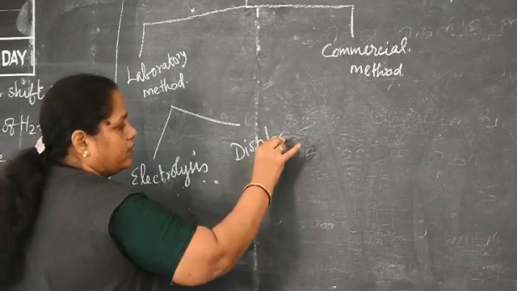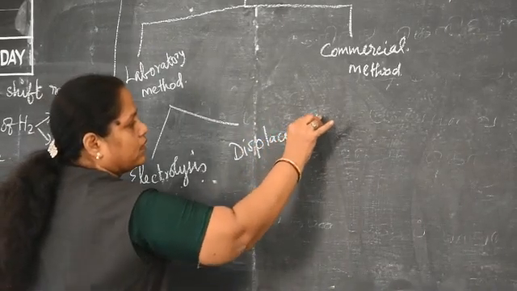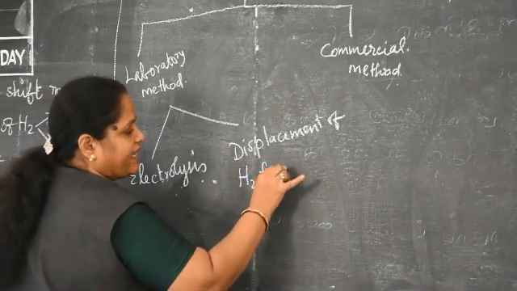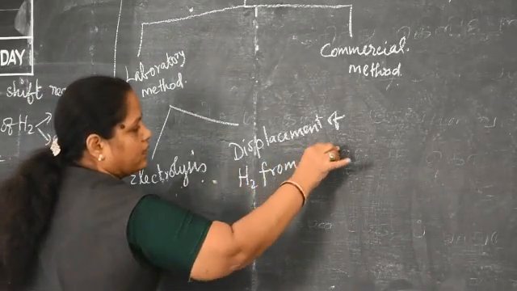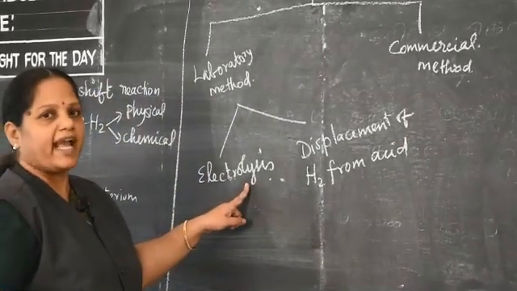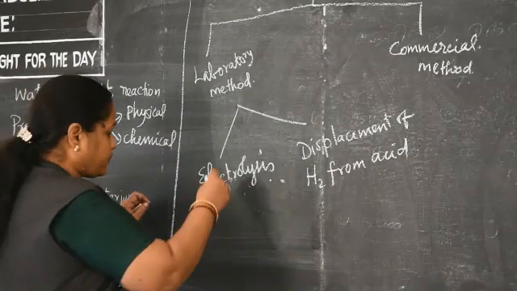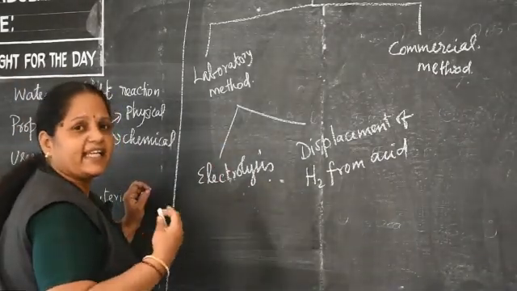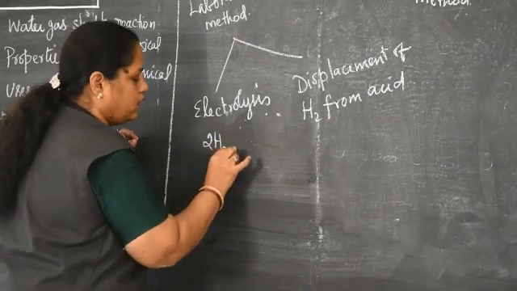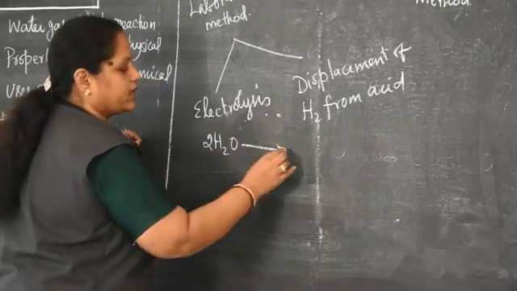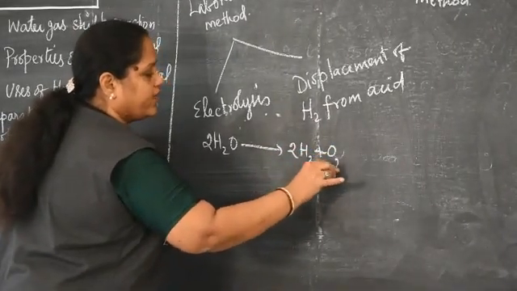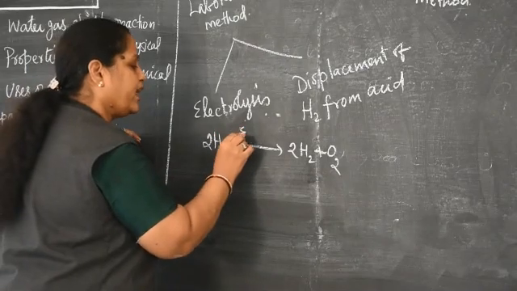Displacement of hydrogen from acid using metals. The electrolysis process is carried out using either acid or alkali. So here, two water molecules undergo the electrolysis process, and we get 2H2 plus O2. We already discussed this part during electrolysis.